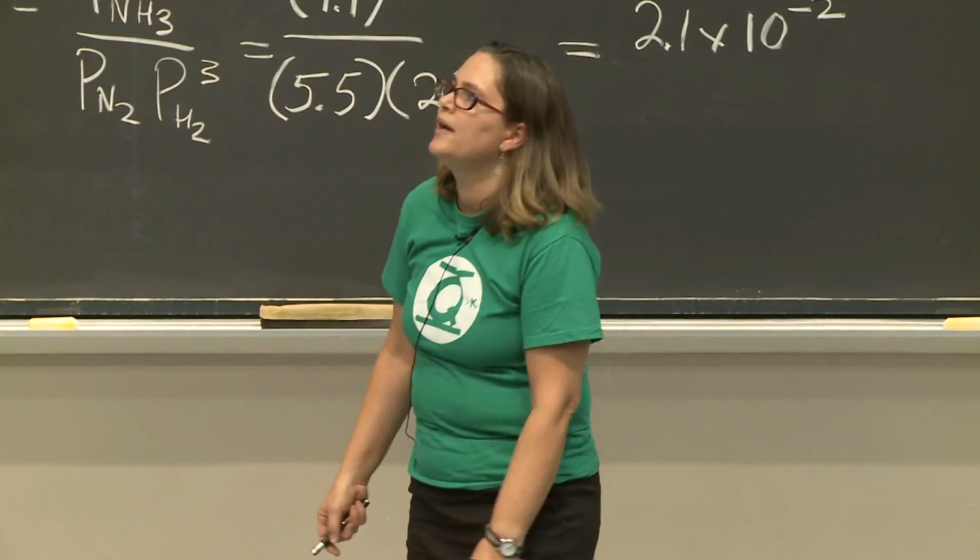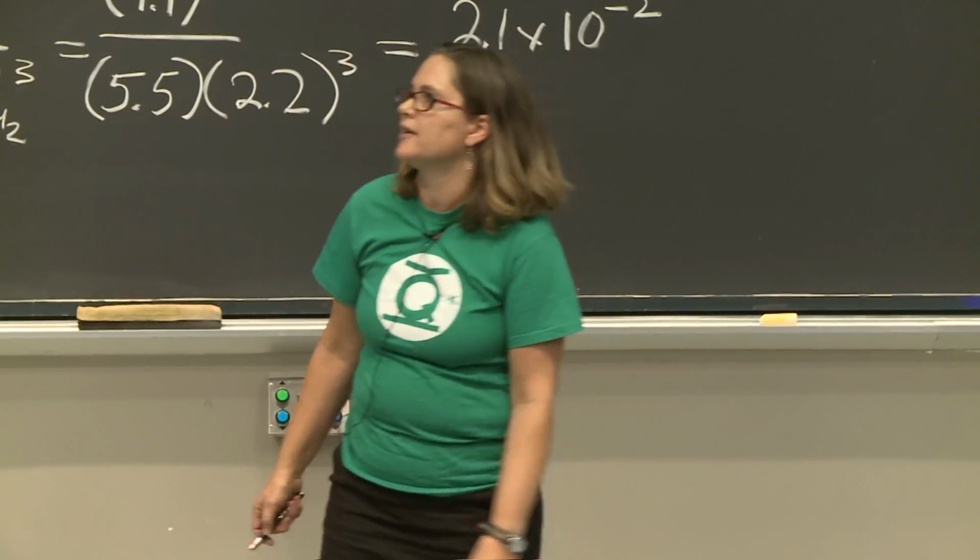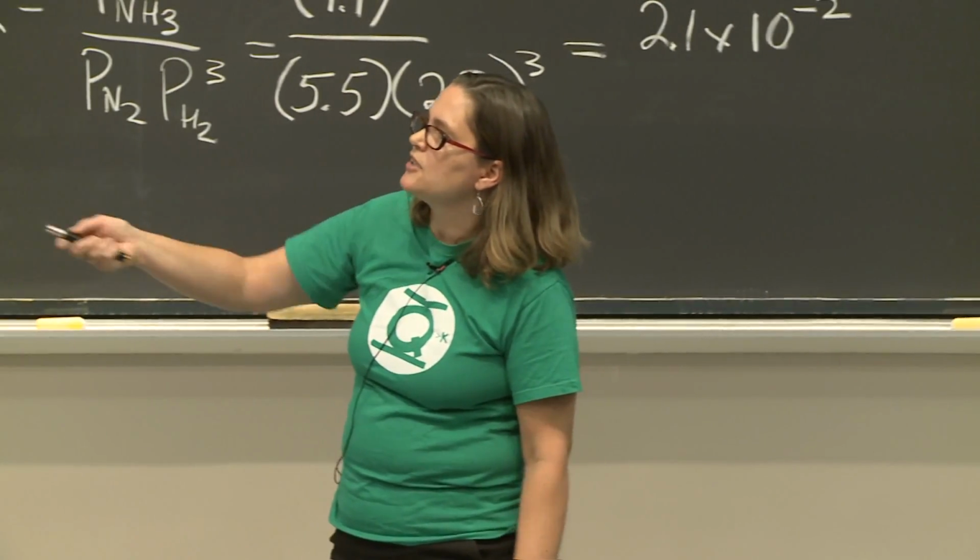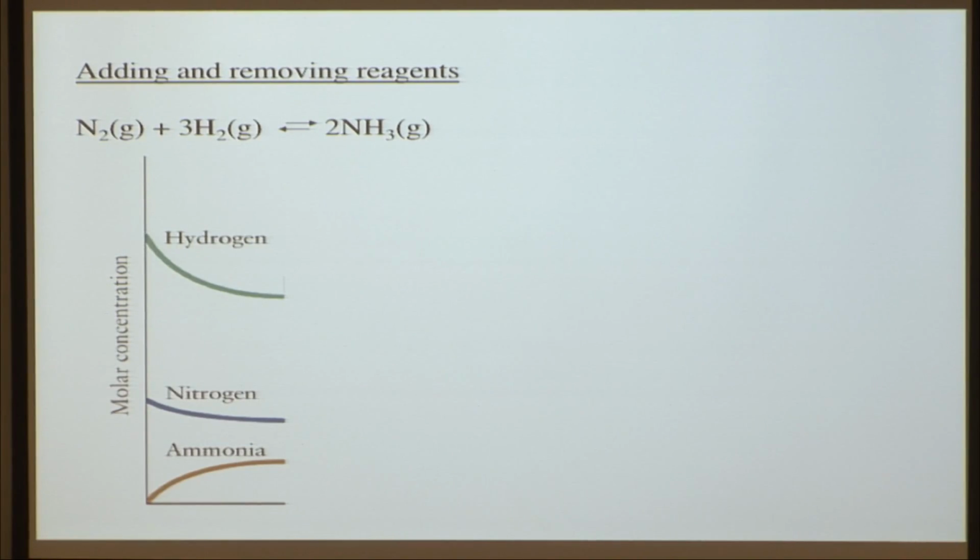We're back to N2 and H2 making ammonia. So here's a slightly different plot than I drew over here. Now this is a reaction sensitive to temperature, so the equilibrium constant is going to change with temperature, so every plot of this may look a little different depending on what temperature it's at. But some things are the same.